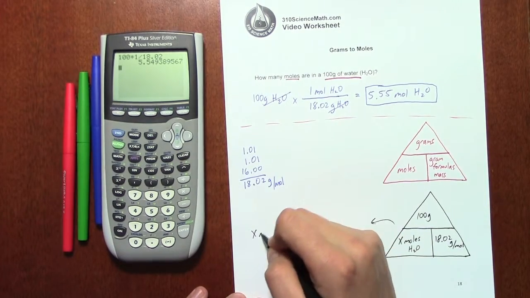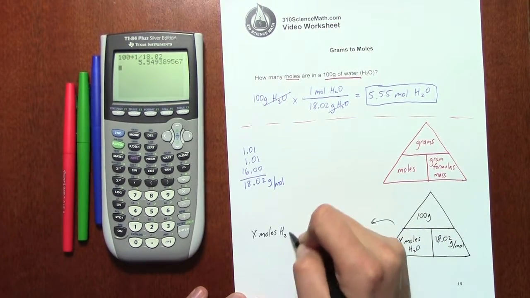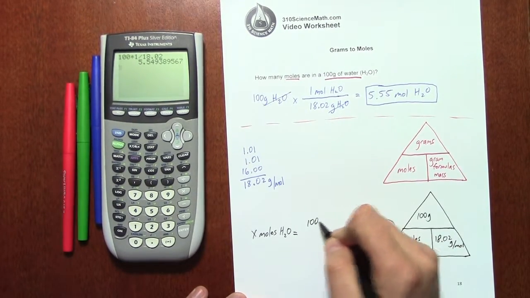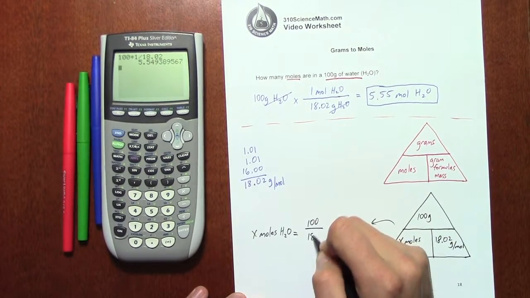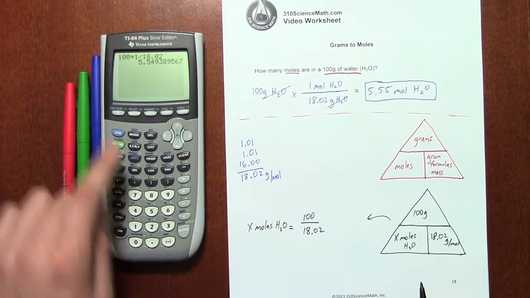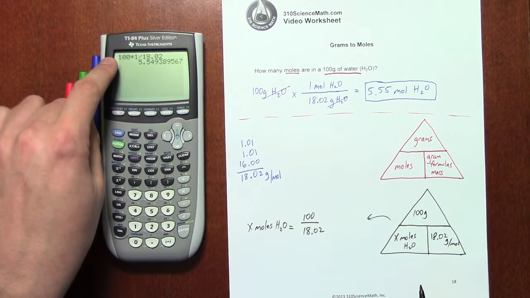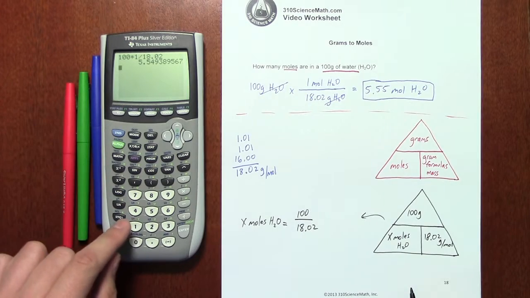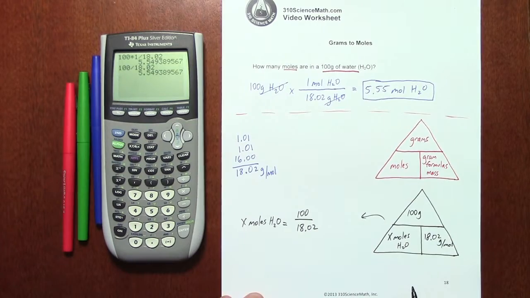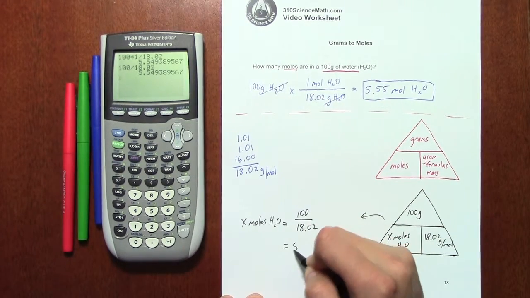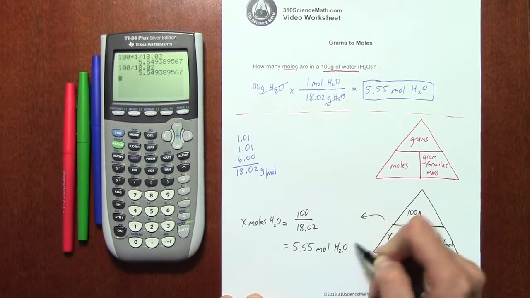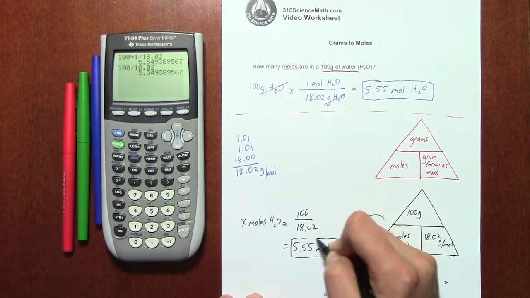So the way that we're going to set this up is very simple. We're going to write X moles of water, H2O, and we're going to set that equal to 100 over 18.02. Okay, and it's basically what we did on the calculator when we were solving the dimensional analysis method. Okay, but just to prove it to you, I'll take 100 divided by 18.02, and voila, you get the exact same answer. So 5.55 moles of water, and that is our final answer.